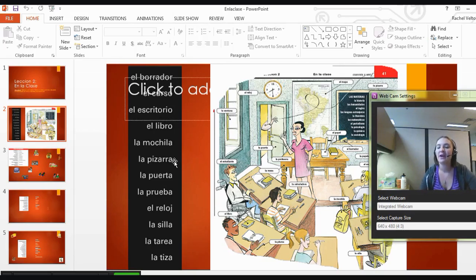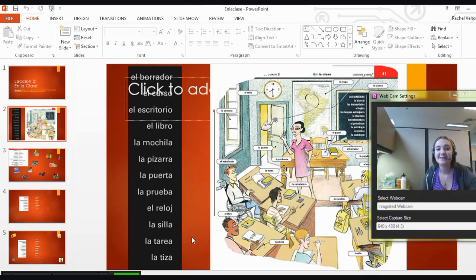After backpack, you have la pizarra. Notice the double R, tongue roll, pizarra. That's a chalkboard. Next is la puerta. That's the door. After that, you have la prueba. In your vocabulary, it says this could be either a quiz or a test. Under that, it's a funny looking word, el reloj. This is your watch, or it can be a clock.